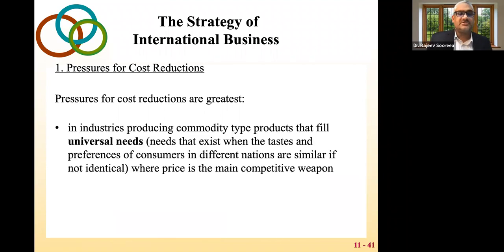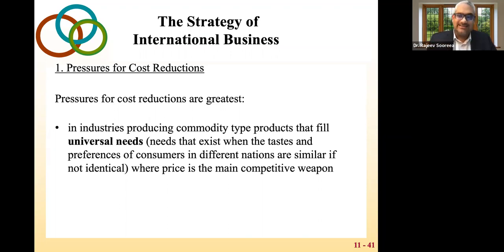Now, pressures for cost reduction are also greatest in industries that produce commodity type products, which are universal needs products. What are universal needs? They are needs that exist when tastes and preferences of consumers in different nations are similar, if not identical. For example, take salt. Salt tends to become a universal need product.